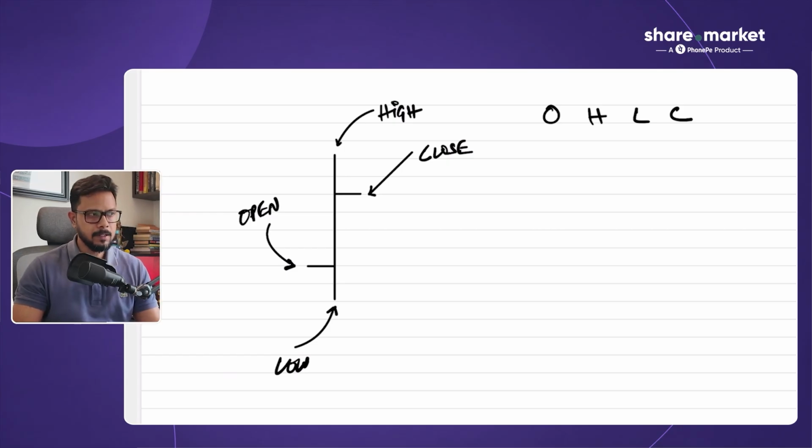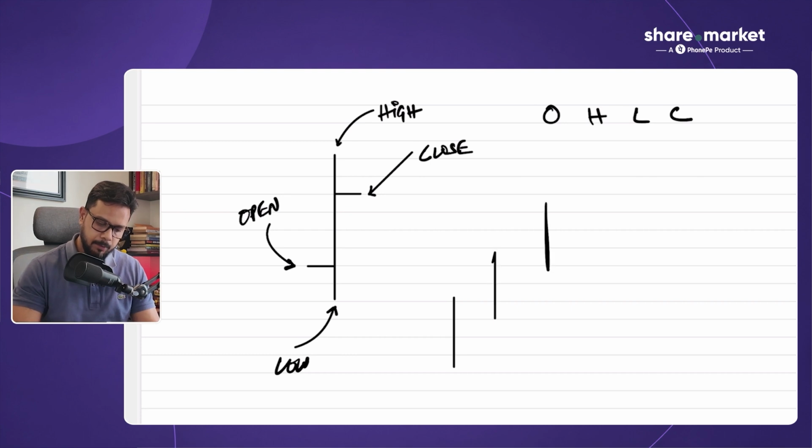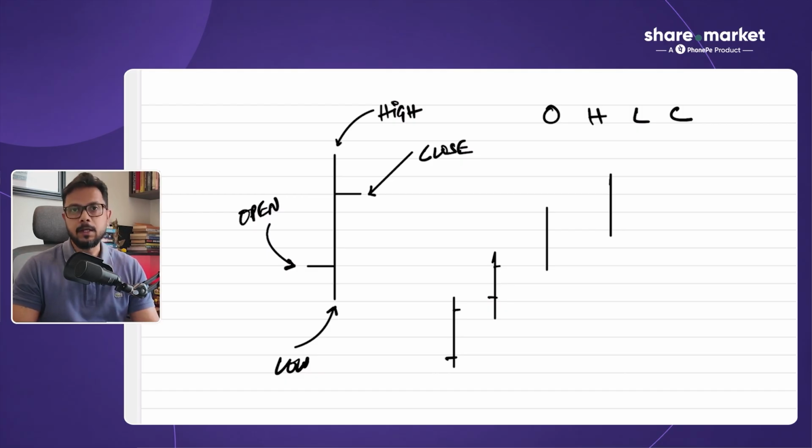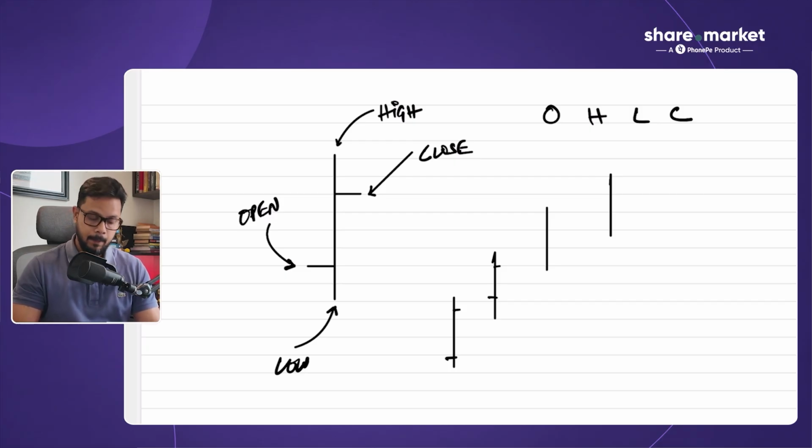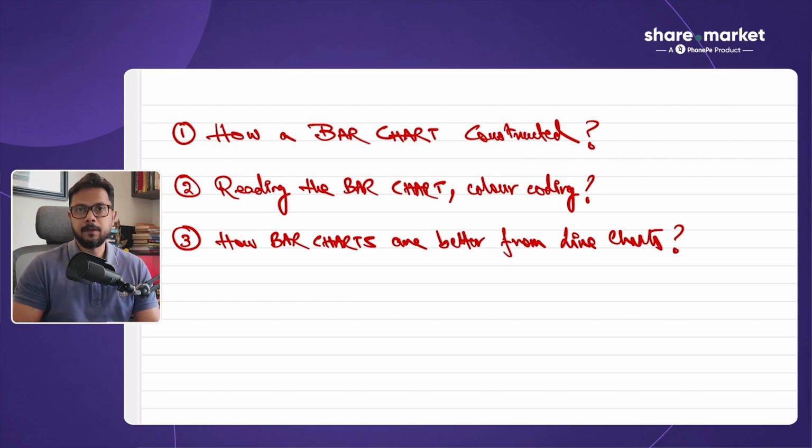So very simple. A bar chart is essentially like a stick diagram, and it gives us all these four price points. Now, every day we will have a new market session with new open, high, low, close, and we will keep on having on our price graph multiple such bars with various different types of open and close. Which brings us to the next point: when we look at charts, we see green bars and red bars. So, how are they color coded? And that's our second point that I've kept for you, reading the bar chart and the color coding.